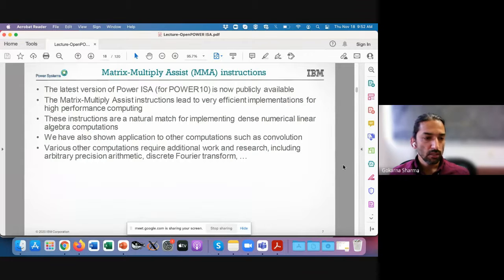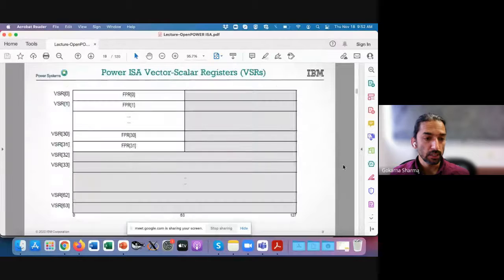So I'll skip this. Let's go into the details of matrix multiply assist, MMA. It leads to very efficient implementations for SPC.